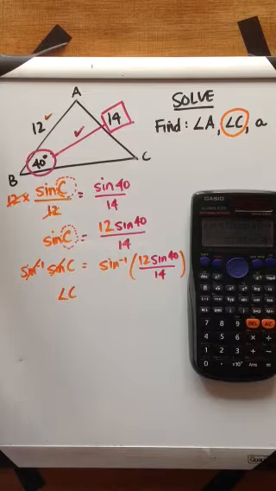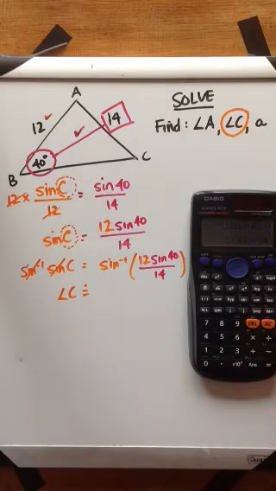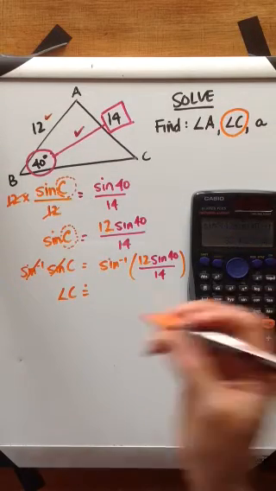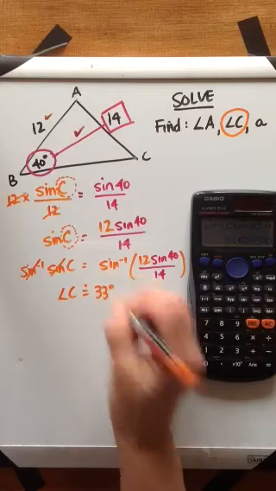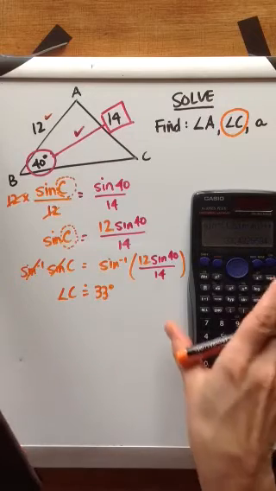Now it doesn't say in the question how many decimal places to do. If it doesn't say, go to the nearest degree. If it says to the 10th of a degree, then go to a 10th. So since this is a 4, I'm going to leave this as 33 degrees. And now I have found one of the things that I'm asked to in this problem in solving for it.